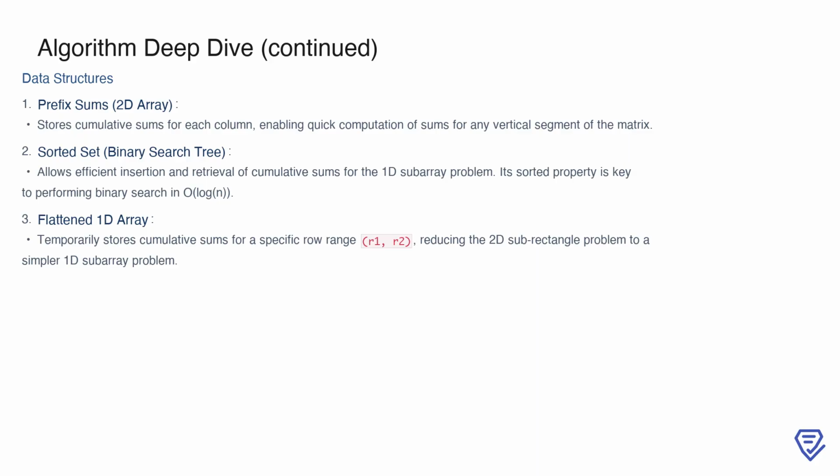Its sorted nature is critical for performing binary searches to find subarray sums that meet the condition of being no larger than k. Finally, the flattened 1D array temporarily holds cumulative sums for a specific row range, effectively reducing the 2D subrectangle problem into a simpler 1D subarray problem. These data structures work in tandem to ensure the algorithm handles the problem efficiently and within the desired time complexity.